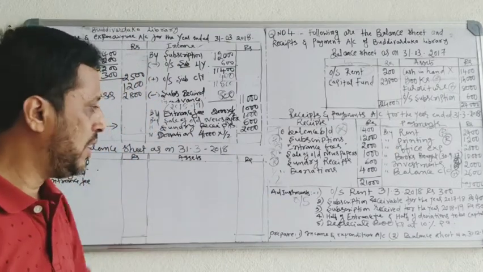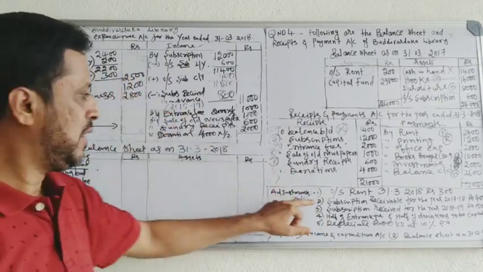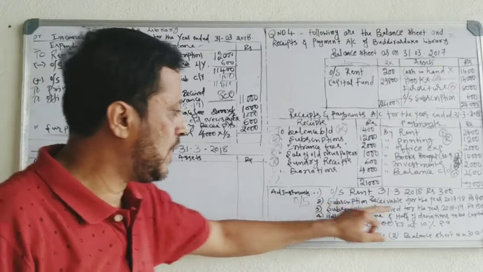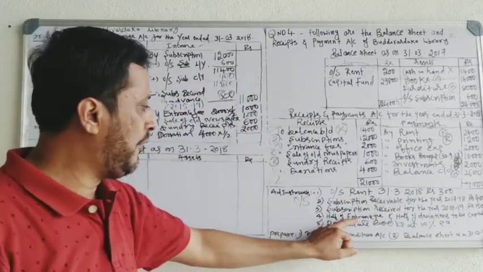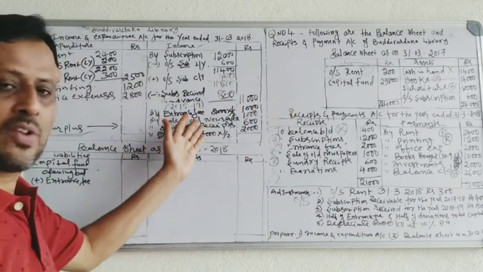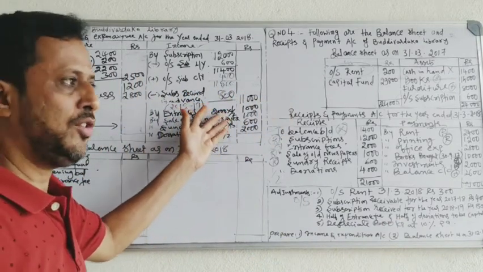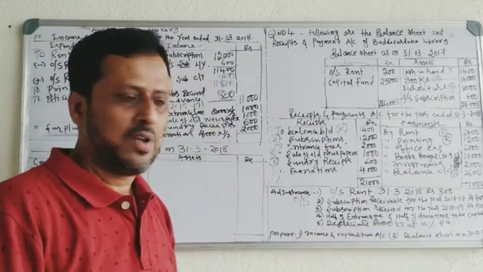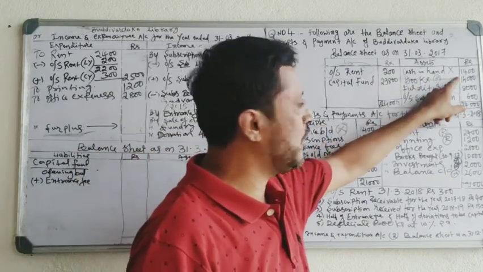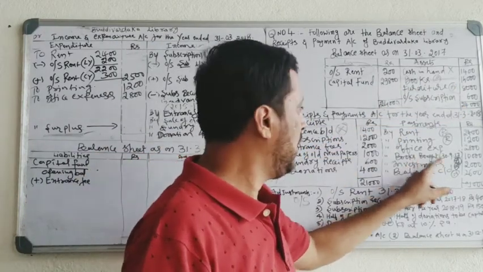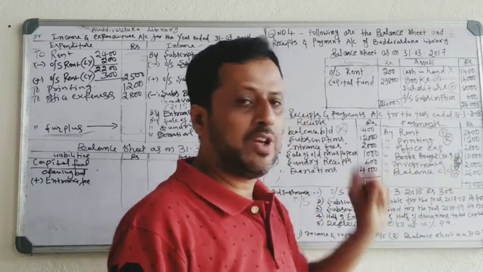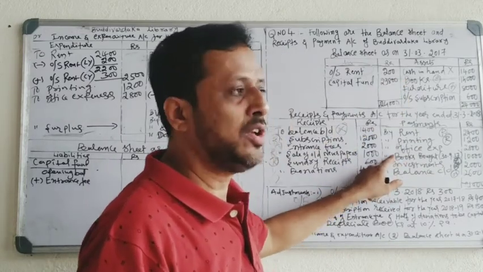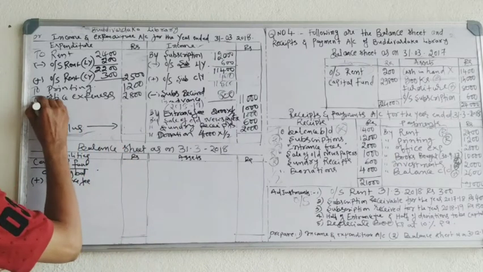Now come to the adjustments. Outstanding rent you have added. Outstanding subscription given in the second adjustment you have added. Subscription received in advance for 2018-19 you have deducted. Half entrance fee and half donation you have taken as revenue receipt. The other half you have to take in the balance sheet. Now the last adjustment: depreciate books at 10%. See, books in the old balance sheet is 14,000. Books purchased this year 10,000 on 30th September 2017. On both the opening value of books and the additional value of books you have to take depreciation.